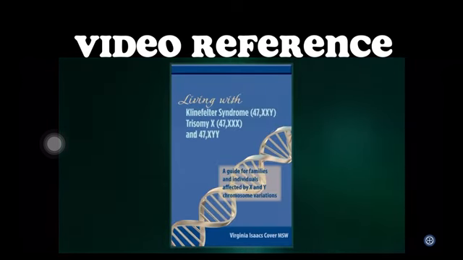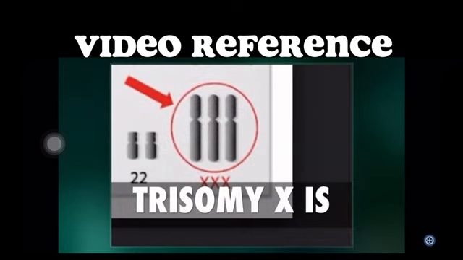First diagnosed in 1959, the early understanding of trisomy X was that of a debilitating disability observed in institutionalized disabled or mentally ill women.